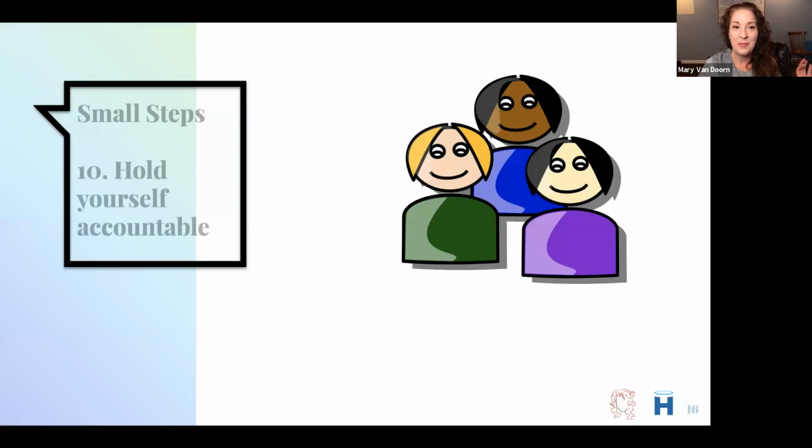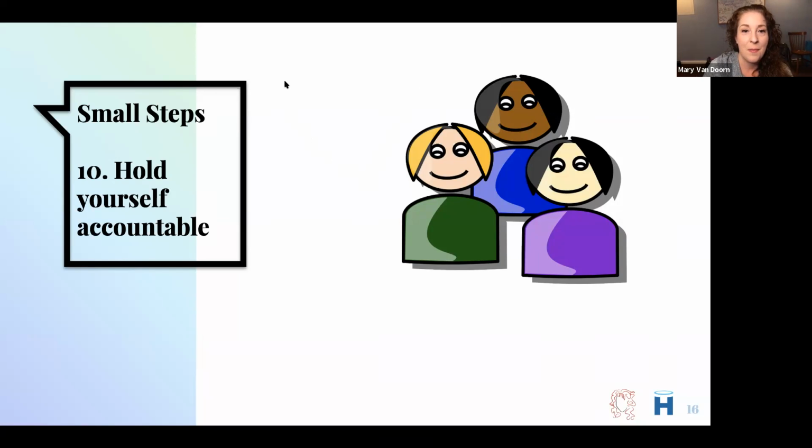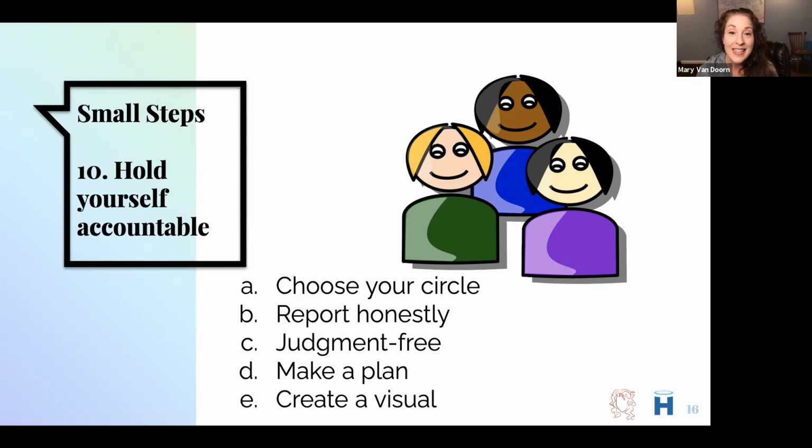Holding yourself accountable. I feel like accountability is the missing piece for so many people. Okay, here's why. We know what to do. We know what to do, you guys. It's the doing. It's the execution that we struggle with. Am I right? We know what to do, but we let ourselves off the hook so easily.